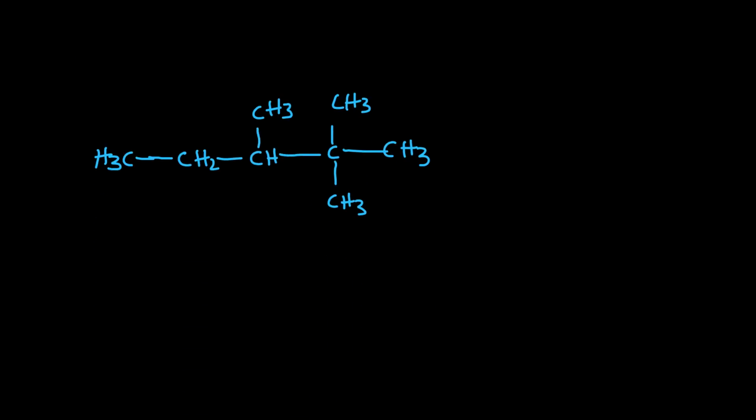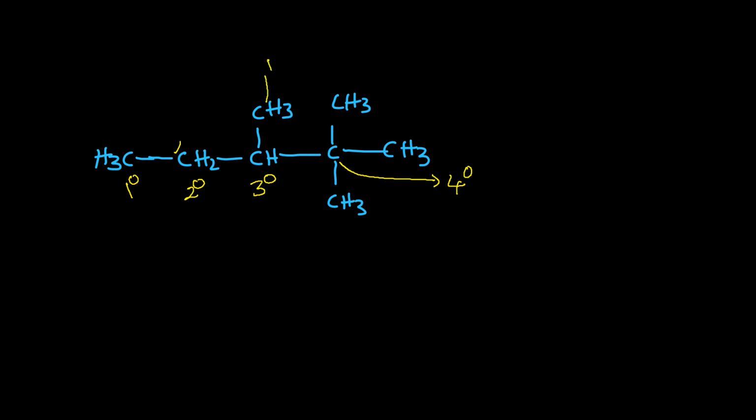For example, if you consider this example, this carbon atom is attached to only one carbon atom, hence it is primary. This carbon atom is attached to two different carbon atoms, hence it is a secondary. This one is attached to one, two, three different carbon atoms, hence it is a tertiary. Whereas this one is a quaternary carbon atom.